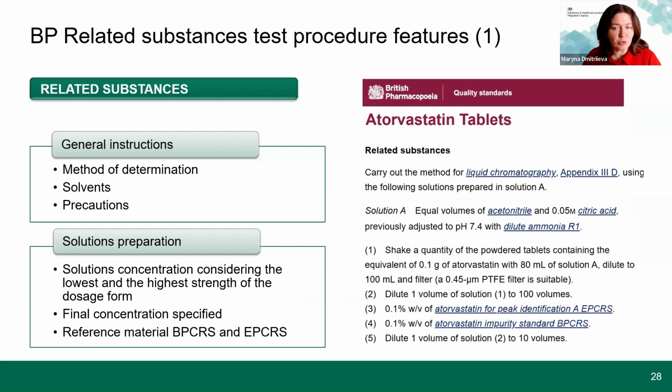Using the BP monograph for atorvastatin tablets as an example. This monograph is well established and has been used for AQbD and How to Use the BP guidelines development. In the general instruction, the method of determination is described with reference to the relevant appendix.